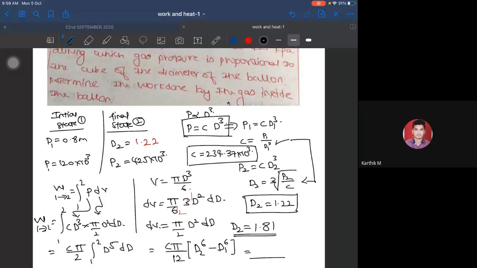Yes, Karthik. 21.35 into 10 power 6. 21.53 into 10 to the power of 6 joules. So 35, you got 35. Okay. So have you got this 1.22 value, Karthik? Yes, sir. I have not taken that cube, sir. So I got... Okay, fine. 1.81. Okay. So just check with this value.